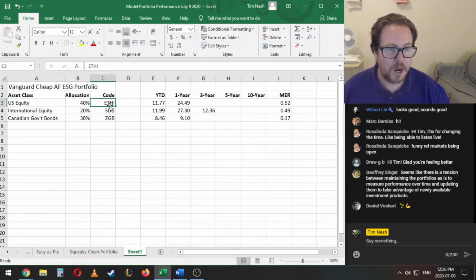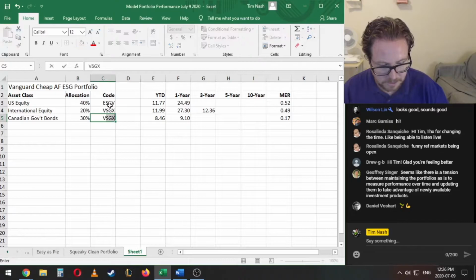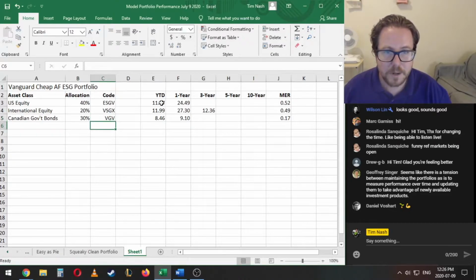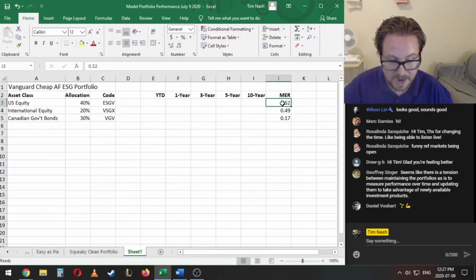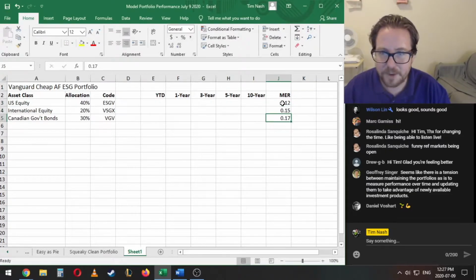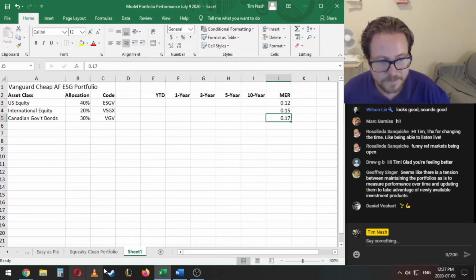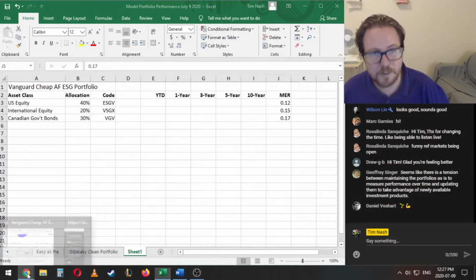So this is going to be ESGV, this is going to be VSGX, and this one is going to be VGV. What I'm going to do is just clear the contents here. These are so much cheaper. This is, what is it, 0.12, I think 0.15. I'll confirm these. And I think the Vanguard bond one is a little more expensive, but let's confirm them when we look them up.